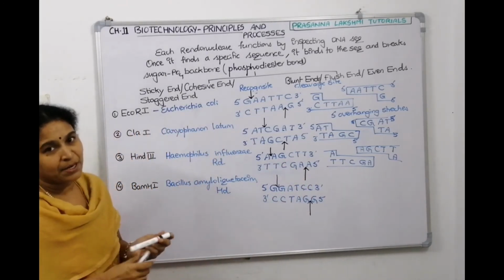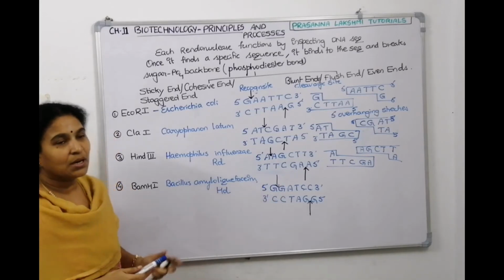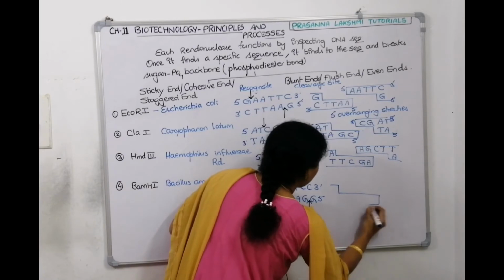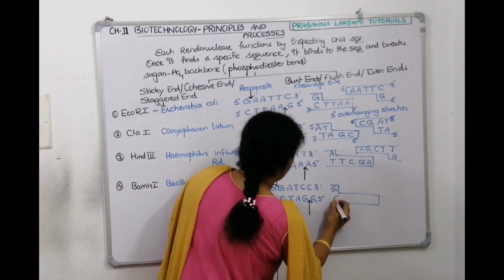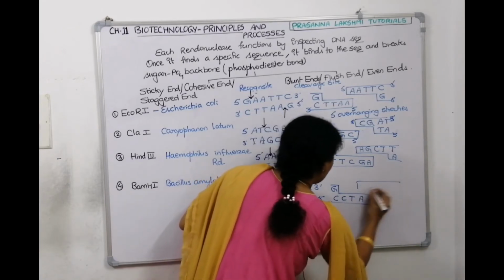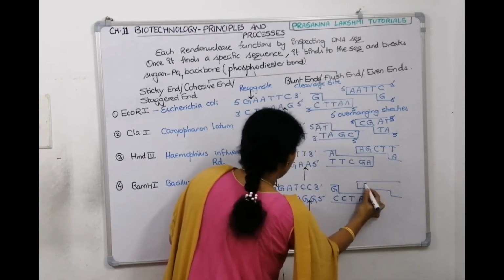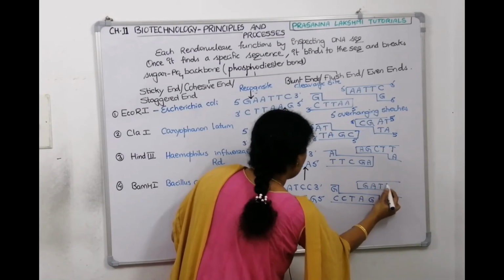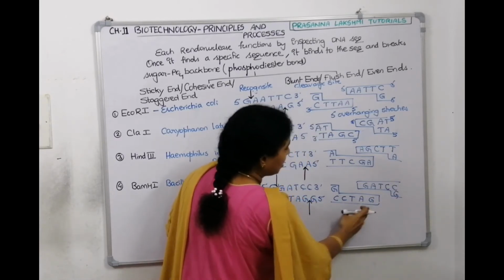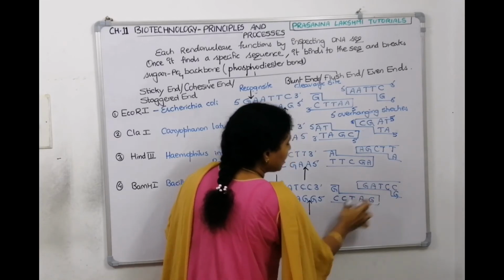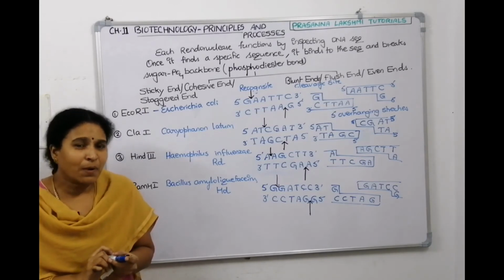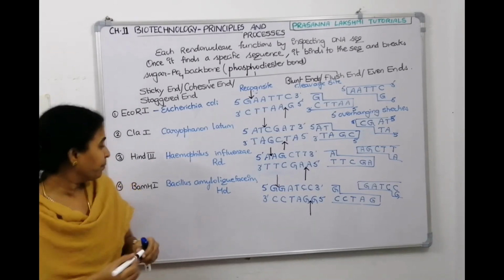Then what fragments do you get? Again it's an uneven cut only, which means it's going to give sticky ends only. So it will be G, here it will be C, C, T, A, G, and this side it will be G, A, T, C, C, G. Now see, C, T, A, G can pair with A, T, G, C. This is what is called sticky complementarity. Let's take one more enzyme, SalI.